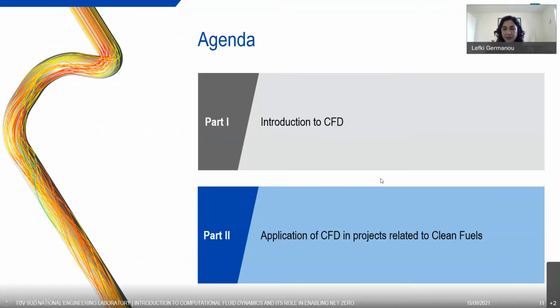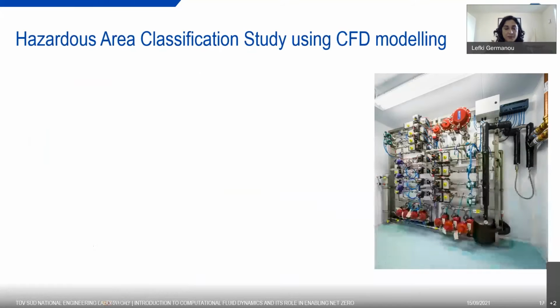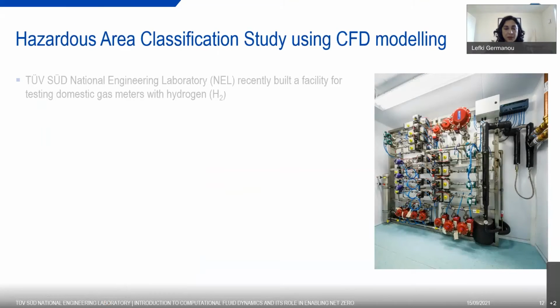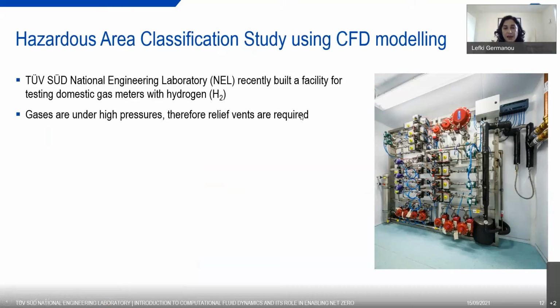After summarizing the important stages of the CFD process, we can discuss some applications of computational fluid dynamics in projects related to clean fuels. TÜV National Engineering Laboratory recently built a facility for testing domestic gas meters with hydrogen. On the right, you can see the photo of our domestic gas rig. The gases are under high pressures, therefore relief vents are required.